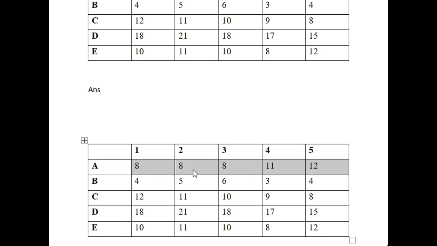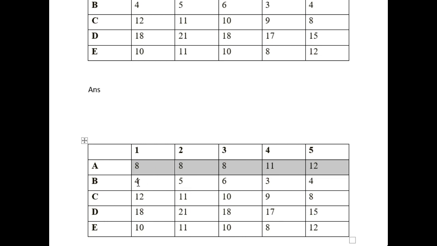So ultimately 8 is your least number. Here we take 8 and subtract it from all the numbers of that particular row, only this row, right? So 8 minus 8 is 0, 8 minus 8 is 0, 8 minus 8 is 0, 11 minus 8 is 3, 12 minus 8 is 4, right?